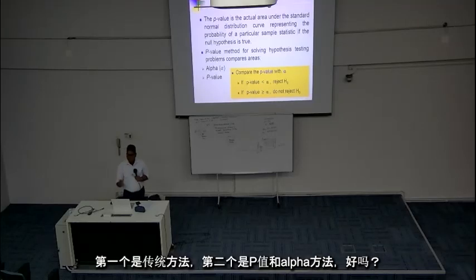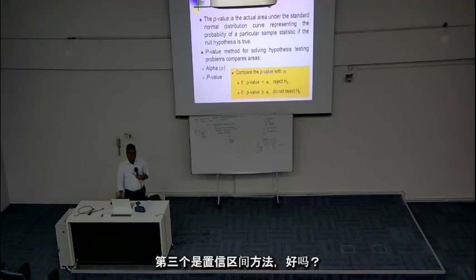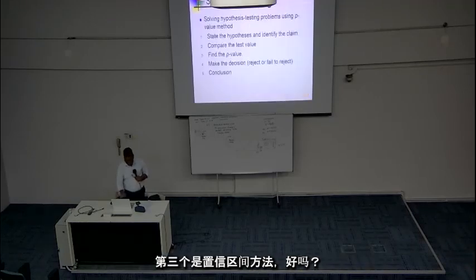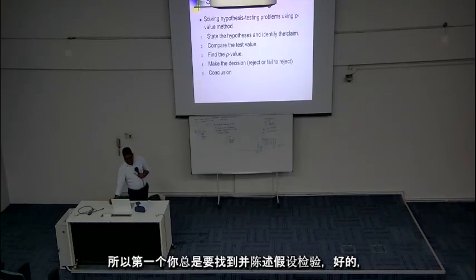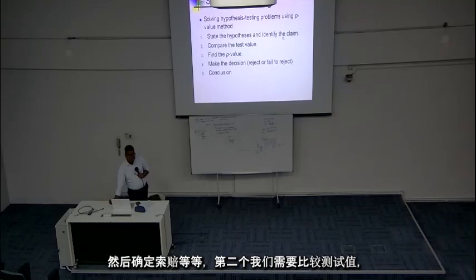Okay, the first one is the traditional method, the second one is the p-value and alpha method, and the third one is the confidence interval method. So this one is the steps of getting the p-value. First, we always have to find and state the hypotheses, and then identify the claim and so on.